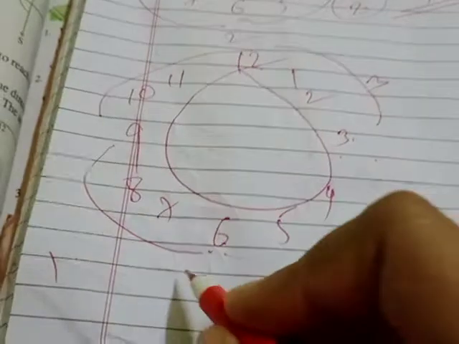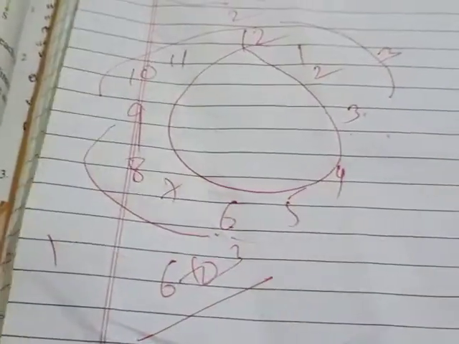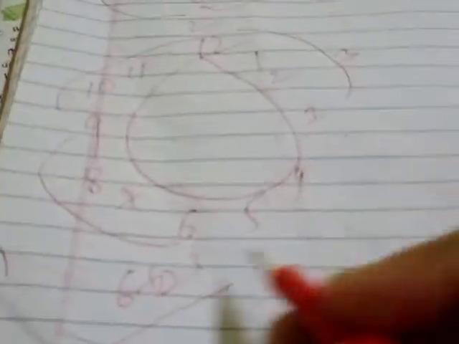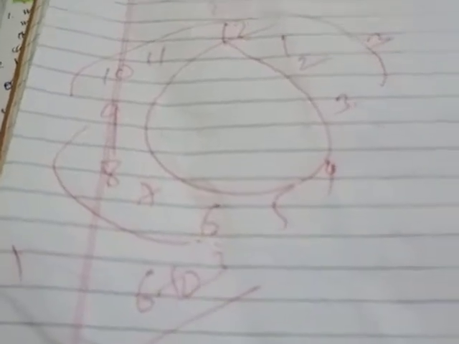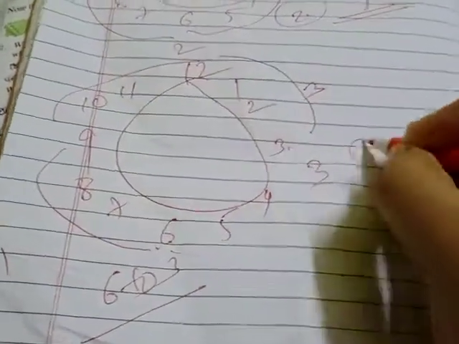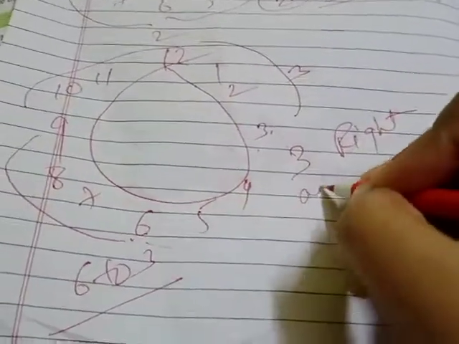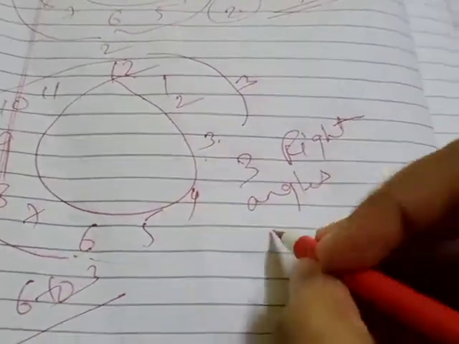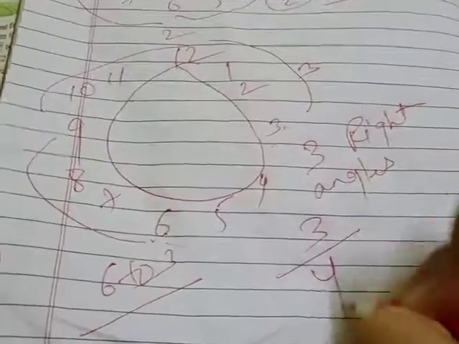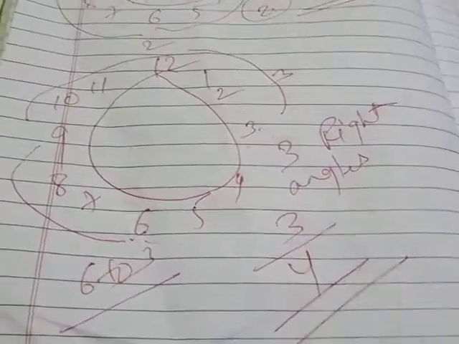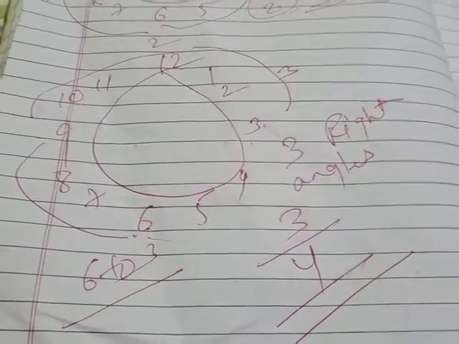Understood? The question is 6 to 3. Keep in mind, if it had been 3 to 6, then only 1. But it is 6 to 3, meaning we have to take 3 turns. So the answer will be 3 right angles and 3 by 4 in fraction. Understood? Like this, we have completed question number 1.